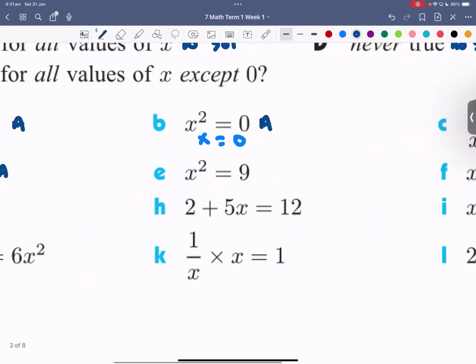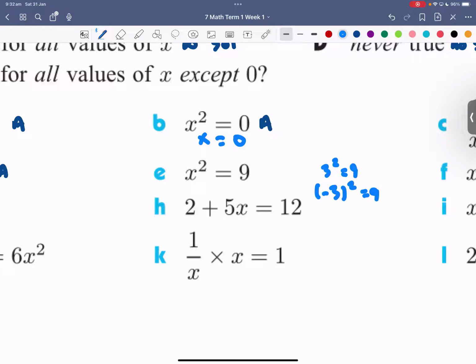Next one. X squared is 9. How many answers are there to that? No, there are 2 answers. You messed up your negative numbers. So think about it, guys. Is 3 squared 9? What about negative 3 squared? What is negative 3 times negative 3? 9, right? When you times 2 negative numbers together, you should know that it's a positive number. By now, you should know that a negative times by negative is a positive number. So negative 3 squared is also 9.